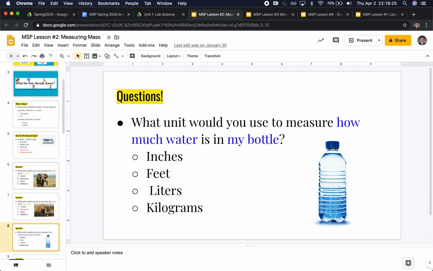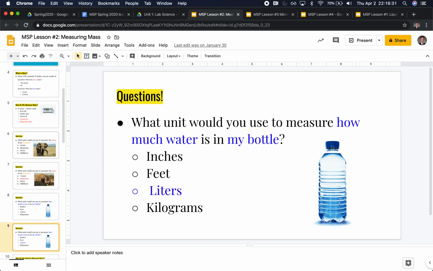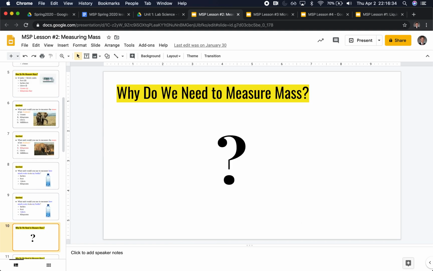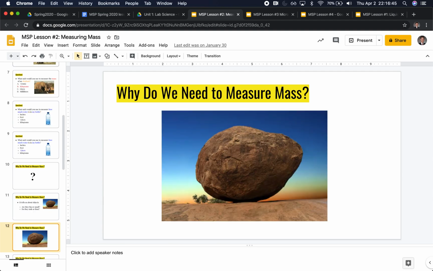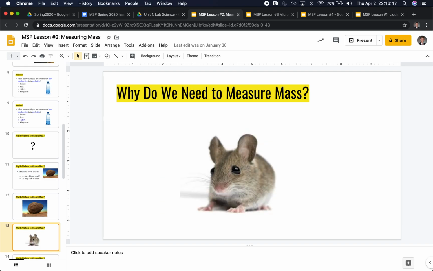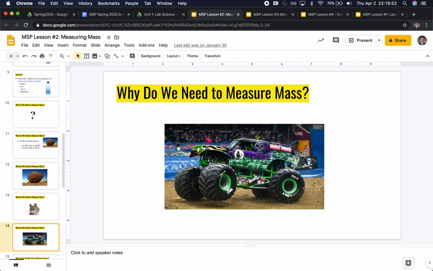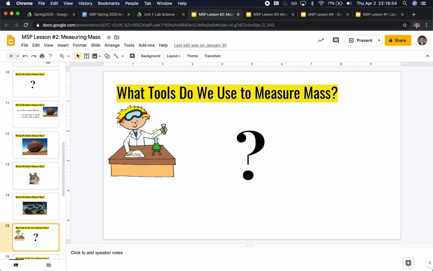And then this is asking about the units. So liters versus kilograms, for example. And then I highlight the answer. So why do we need to measure mass? I had this slide for why do we need to measure volume. For volume, it was for cooking. For mass, it was how big things are, or if they sink or float. So, which has more mass, a mouse or a rock? Monster truck. Yeah.